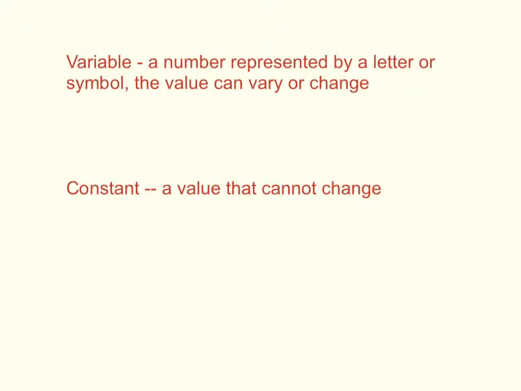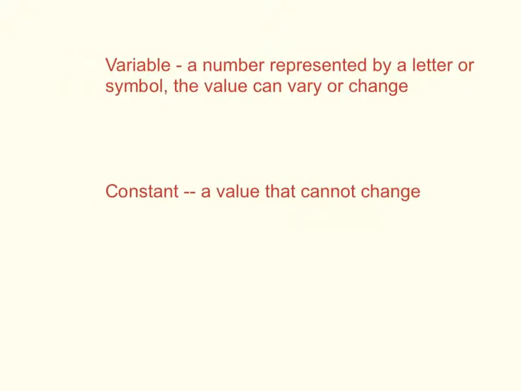All right, two more words you need to have in your notes. Variable. A variable is a number represented by a letter or symbol. This value can vary or change. You've seen this several times. So any kind of letter, you could have 5x, you could have 2y plus 3. The letter is the variable, and it is a number that is represented by a letter or symbol, and the value can vary or change.